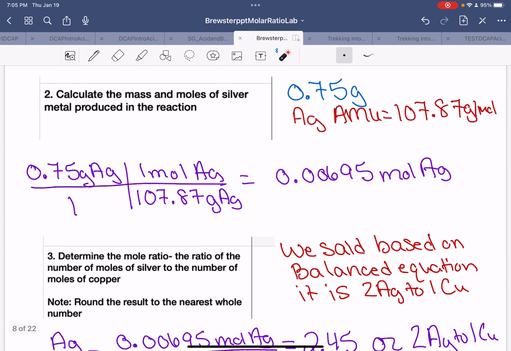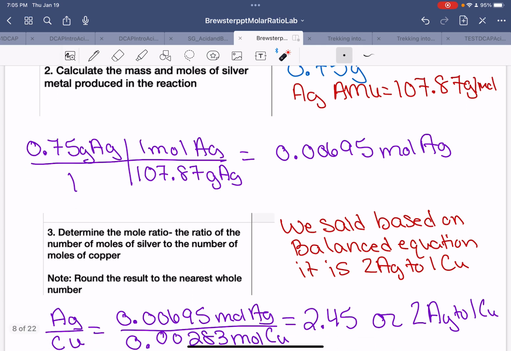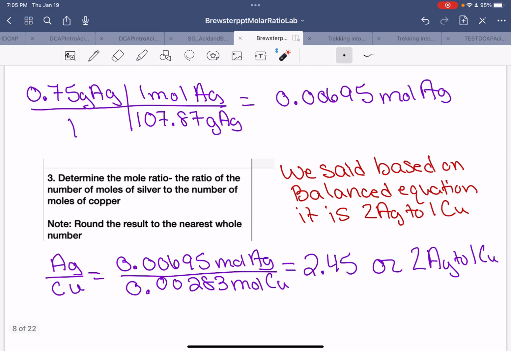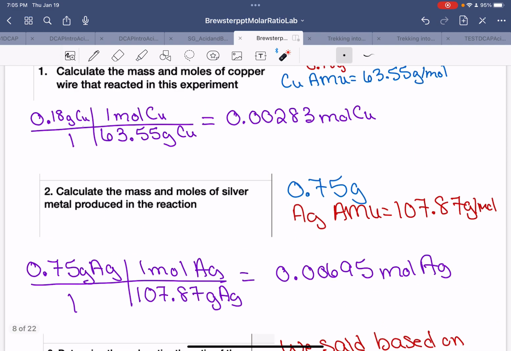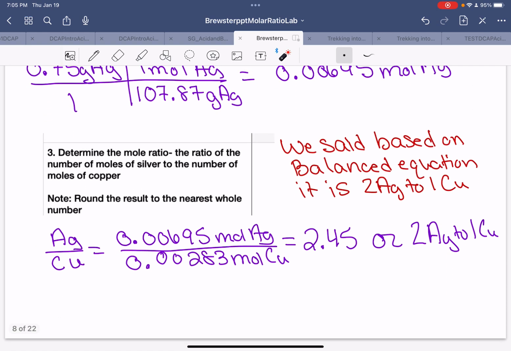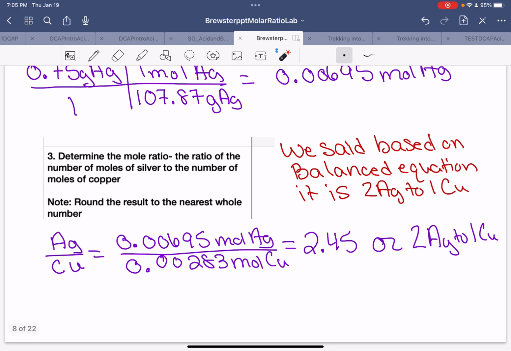Now we said originally that based on our balanced equation, it's a 2-to-1 ratio between the silver and the copper. So I'm going to take the moles that I got for the silver and divide it by the moles that I got for the copper. What I'm going to find is that this group got a 2.45 ratio, and it asks me to round to the whole number. So that's 2 Ag to 1 copper, and that looks pretty good.